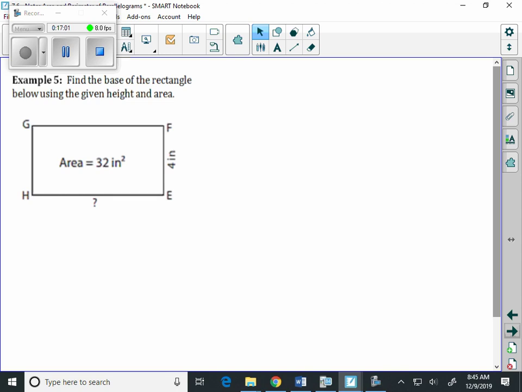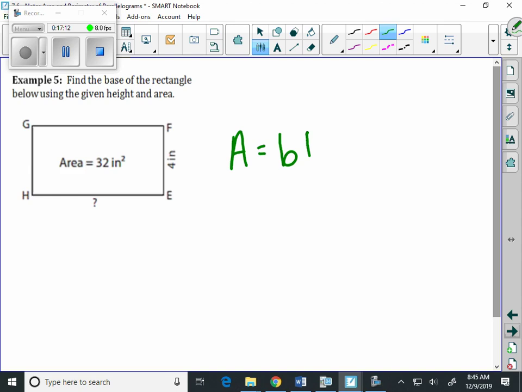But as we get close to finishing here, it says find the base of the rectangle below using the given height and area. So now we know the area, but yet again, let me remind you that the area is base times height. So if we fill in the area, in this case it's 32, we know the height. It says find the base.